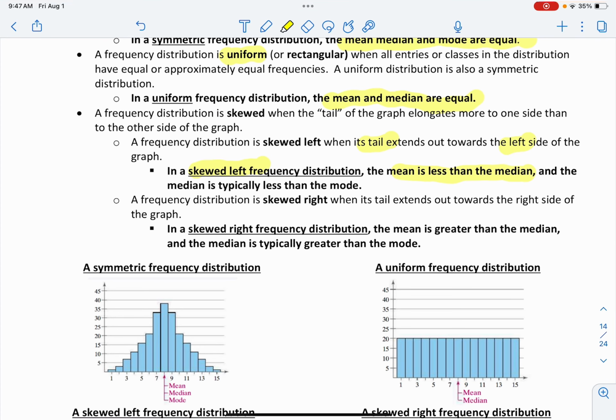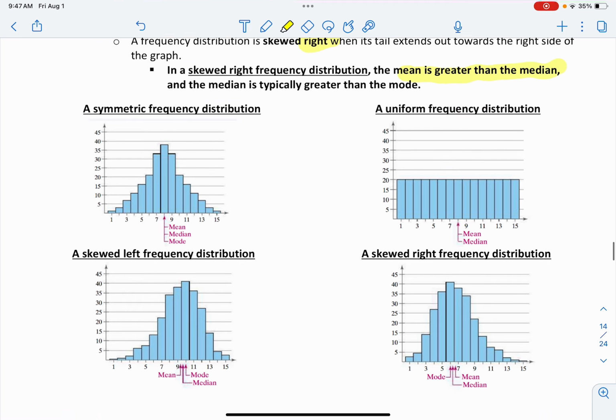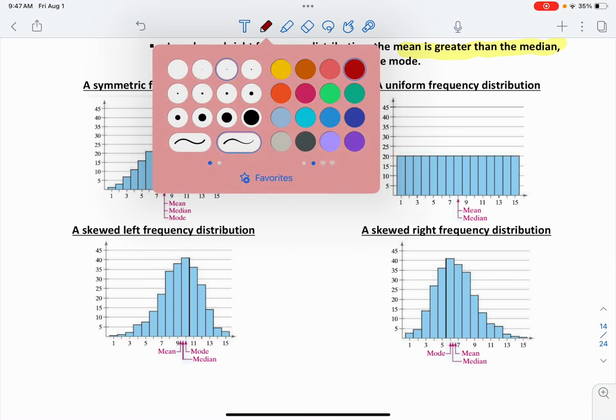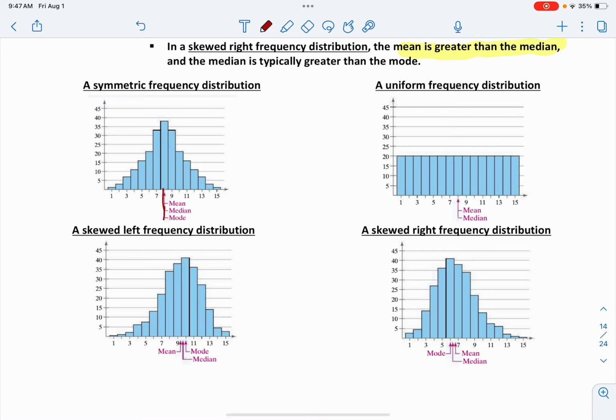And then a skewed right is just the opposite. Okay, skewed right, mean is greater than the median. So let's look at the pictures of them. Okay, so we have symmetric, right? So if you just think of that as a line down the middle, let me do that in red. If you have a line down the middle, it's symmetric, mirror images on left and right, right?